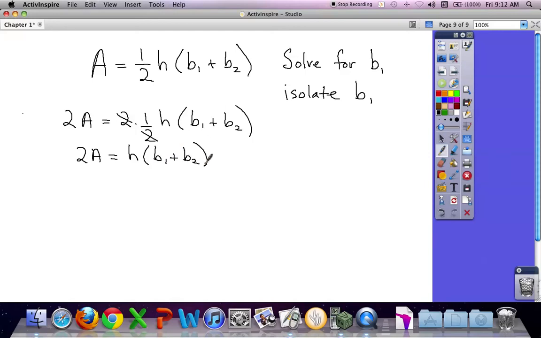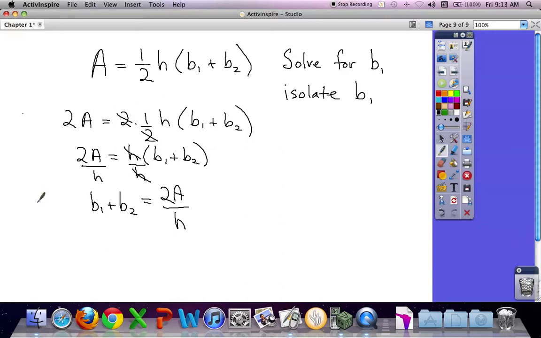Okay, I've got to get rid of the h from the right-hand side. How is that h operating on the right-hand side? It is multiplying the quantity B1 plus B2. So what's the inverse or the opposite of multiplying? Dividing. So we will divide both sides by h. So the h's cancel here. And in one step, I'm going to reverse sides. B1 plus B2 equals 2a over h.